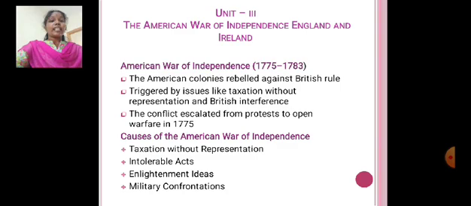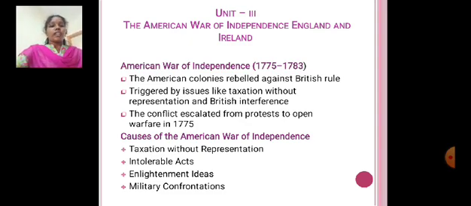Next, Unit 3, the American War of Independence, England and Ireland. The American War of Independence, 1775 to 1783, was a rebellion by the American colonies against British rule, triggered by issues like taxation without representation and British influence. The conflict escalated from peaceful protest to open warfare in 1775, eventually leading to the colonies' independence.